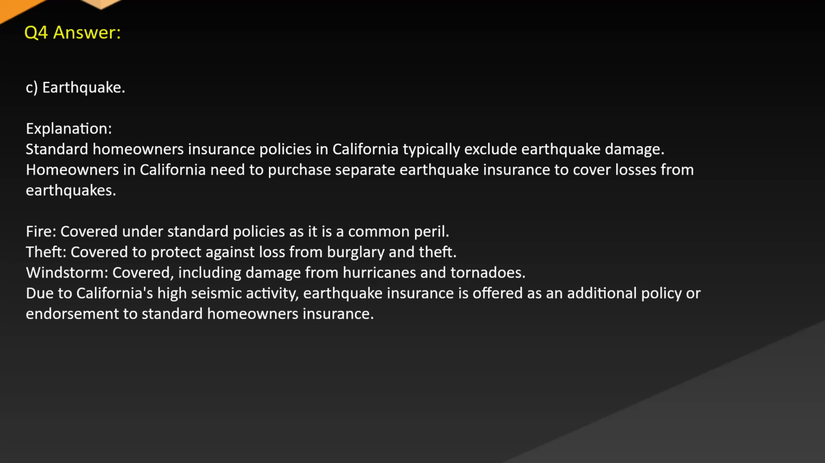Homeowners in California need to purchase separate earthquake insurance to cover losses from earthquakes. Fire: covered under standard policies as it is a common peril. Theft: covered to protect against loss from burglary and theft. Windstorm: covered, including damage from hurricanes and tornadoes. Due to California's high seismic activity, earthquake insurance is offered as an additional policy or endorsement to standard homeowners insurance.